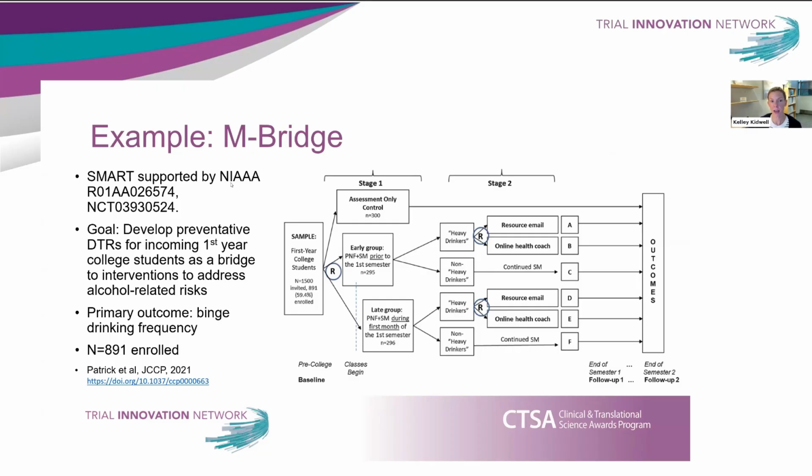This was a SMART supported by NIAAA. It was an R01 funded by the NIH, and their goal, going back to that dynamic treatment regimen example in the beginning, was to develop preventative DTRs for incoming first-year college students as a bridge to interventions to address risky alcohol related behavior. And so the primary outcome was binge drinking frequency, and they enrolled 891 college students.